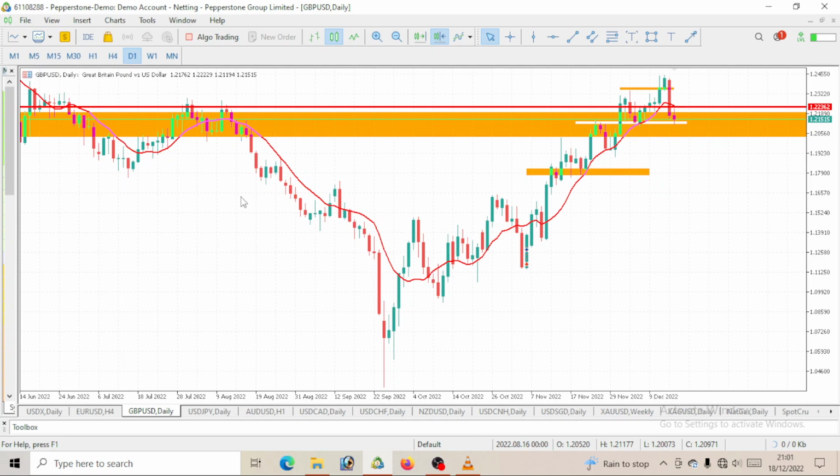So let's take a look at GBP USD for the next day, which is 19th of December.